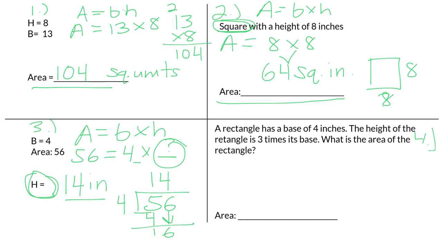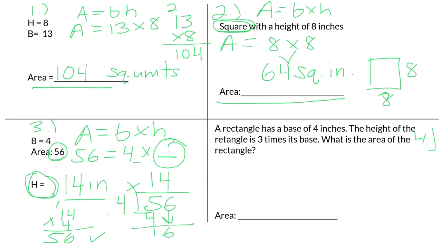And if you want to check your work there, what you can do is multiply 14 times 4. 4 times 4 is 16. 4 times 1 is 4, plus 1 is 5. 56. Is that what we were looking for? Yep, check, good. Our very last problem here, number 4. A rectangle has a base of 4 inches. The height of the rectangle is 3 times its base. What is the area of the rectangle?